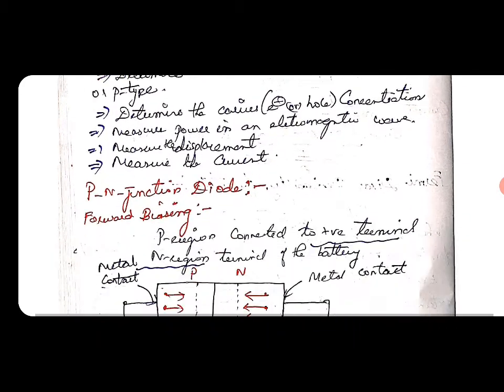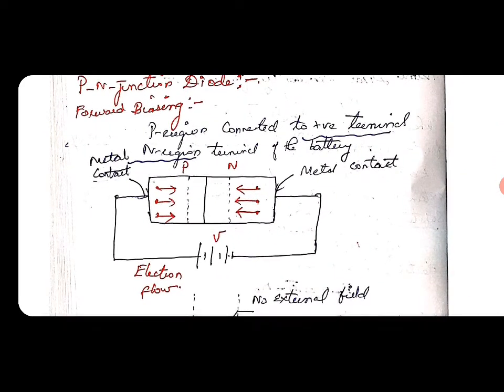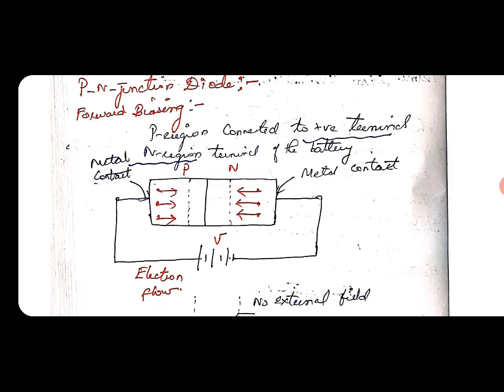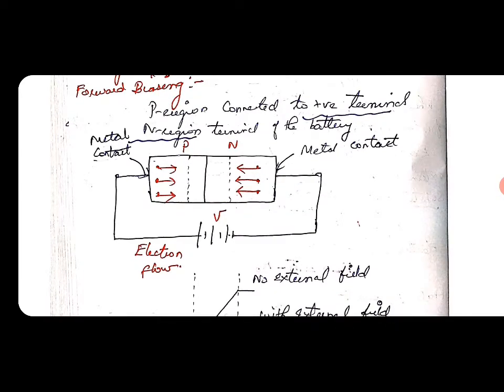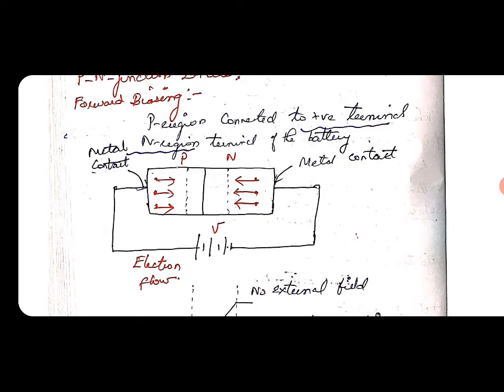Then we can see about the PN junction diode. First of all, we should know what is forward biasing. This is the forward biasing circuit diagram. We have metal contact and then the p and n regions connected to the supply. The direction of electron flow will be anti-clockwise, from the n region to the p region.